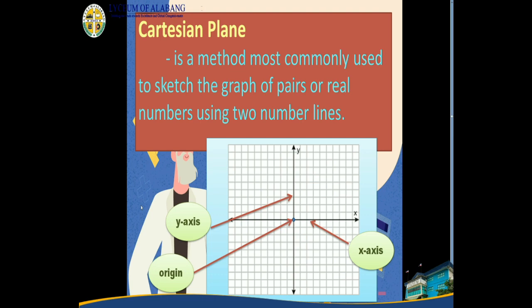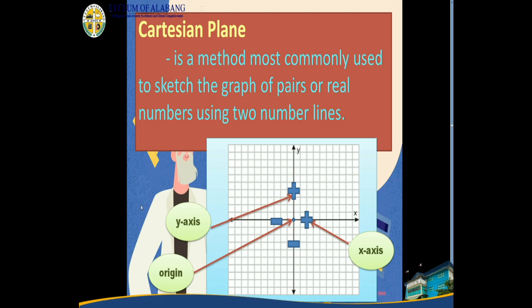The numbers to the right of zero on the x-axis are positive. Numbers to the left of zero are negative. For the y-axis, numbers below are negative, and numbers above are positive.